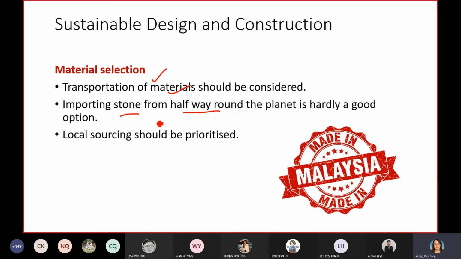Okay, but we all know that when we import all these materials from very far away countries, it actually adds up the cost because the transportation cost is very expensive. And along the way from Europe to Malaysia, the transportation cost increases, but the carbon emission also increases. So that is not a good thing, whereby local sourcing should be prioritized.